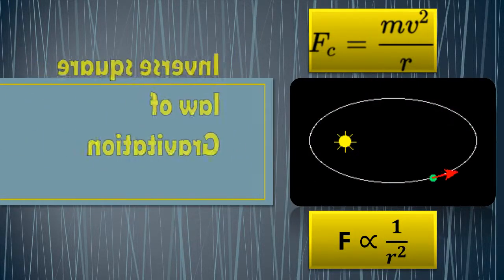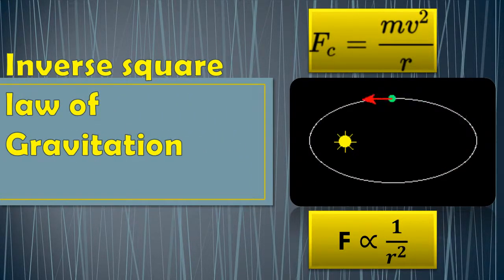Welcome everyone. Today we shall study a new concept in the lesson on gravitation, and that is the inverse square law of gravitation. This is for class 10 physics. Students, this is the law which shows the relationship between the distance and the force of attraction. So let's study the law.